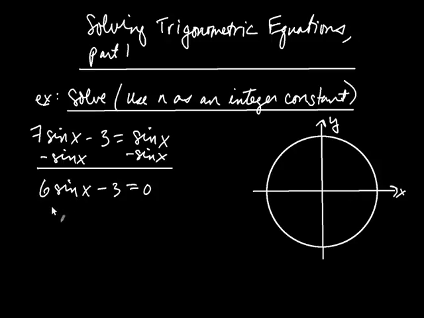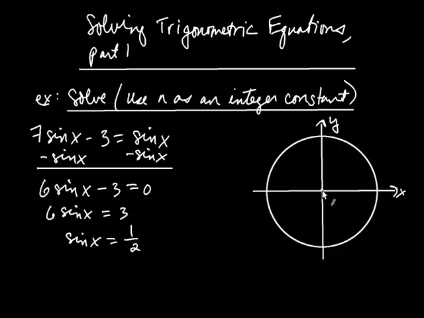So isolating the sine, we're going to add 3 to both sides. So 6 sine x is equal to 3. Divide both sides by 6. So we have sine x is equal to 3 over 6, which is 1/2. Okay, so what we're looking for are values of x, that is angles, such that sine of the angle is equal to 1/2.